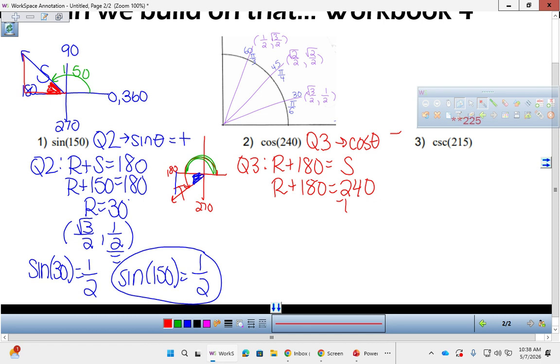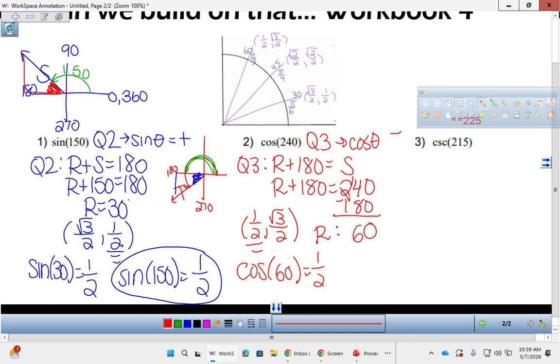And I can solve by subtracting 180. Just keep in mind you don't have a calculator, so you're doing this by hand. 0 minus 0 is 0. I can't do 4 minus 8, so I'm doing 14 minus 8 instead. So my reference angle is 60 degrees. What that means is I'm going to use the coordinate point at 60 degrees. And since this question is asking me for cosine, cosine is x, so I want to use the x value. So what this tells me is that the cosine at 60 degrees is 1/2.